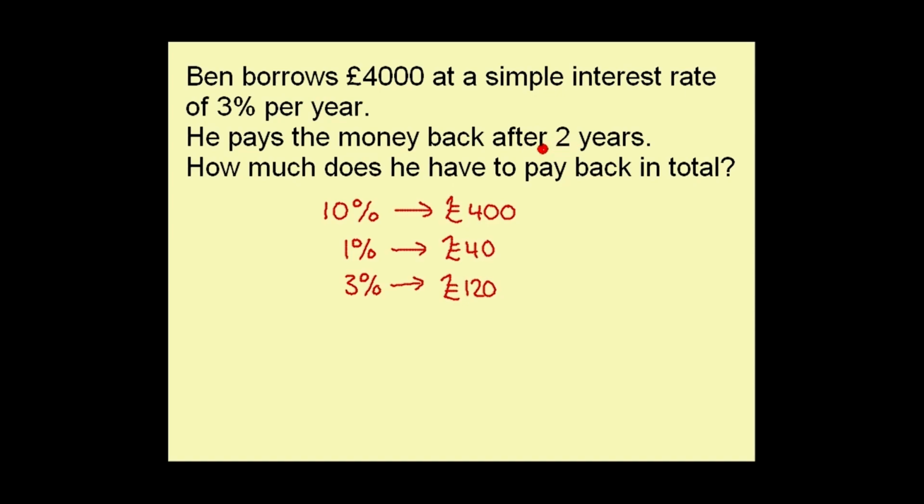He's paying the money back after 2 years, so I've got 2 times 120, and that's £240. But this question asks how much he's got to pay back in total. He's got to pay back the money he borrowed and the interest. So the total he has to pay back is £4,000 plus the £240. So that's £4,240. The reason this is called simple interest is because you work out the interest for 1 year and then simply multiply by the number of years.